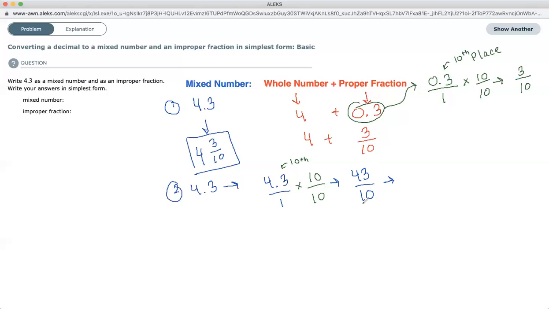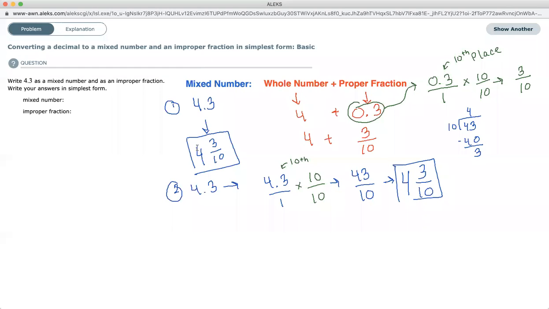How many whole times does 10 go into 43? And a little bit of long division will give you that. 10 goes into 43 4 whole times. So we get 40, and when I subtract, I'm left with 3. So the whole number is 4. The remainder is 3. That becomes our new numerator, and we were dividing by 10. So either way, we end up with the same result.